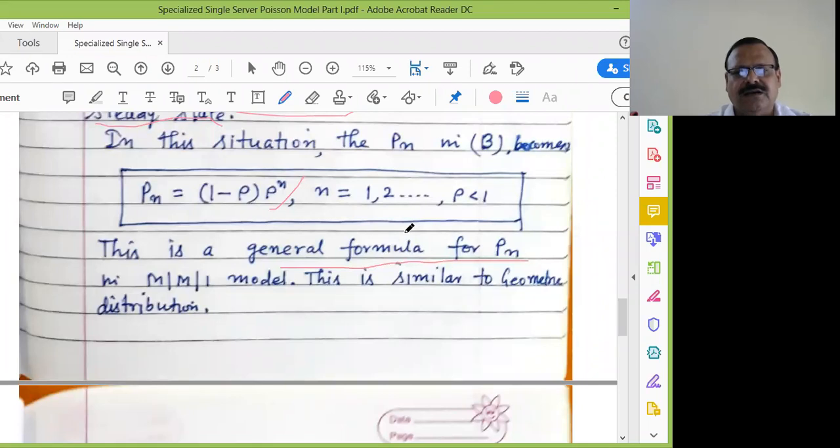I think here is 0 is also here. It is left. We have to check here. We check what happened. In the M/M/1 model, this is similar to the geometric distribution. Do you remember the geometric distribution? You do not remember. It looks like a geometric distribution.